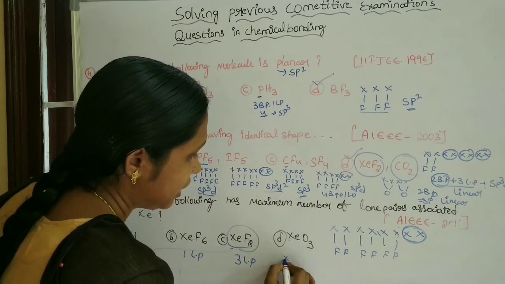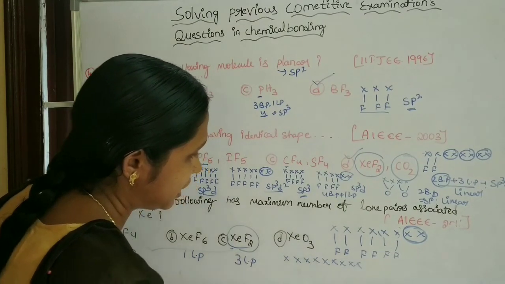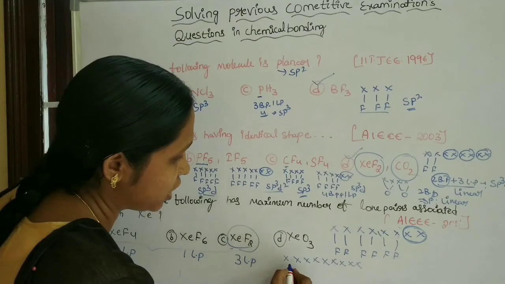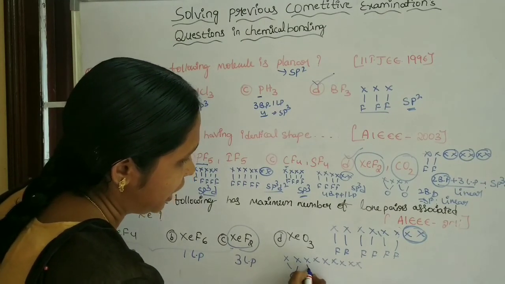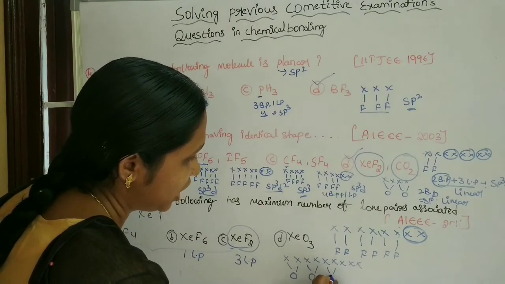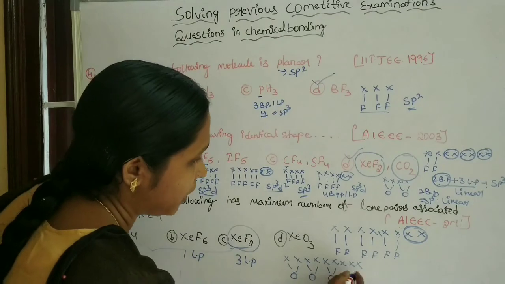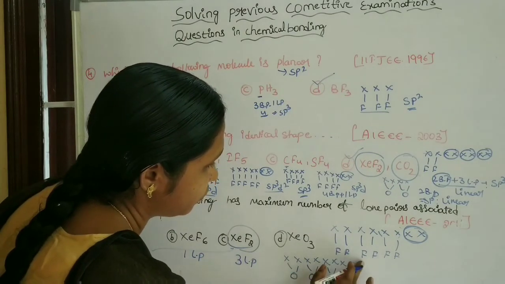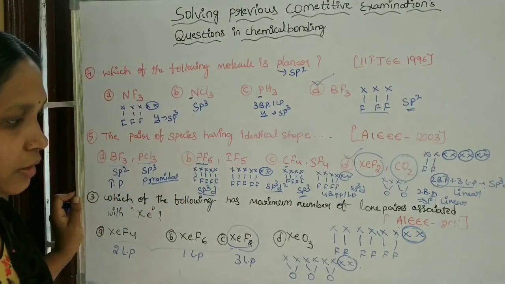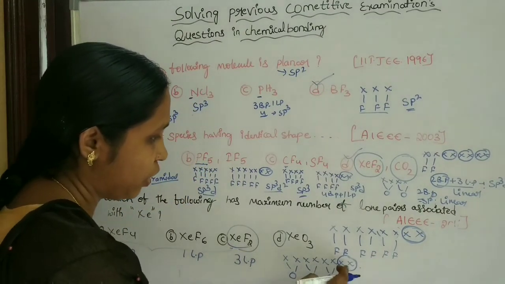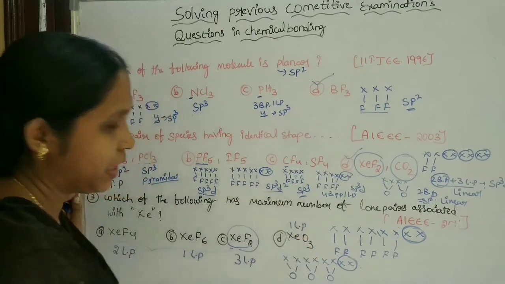And next, XeO3. Here also xenon has 8 electrons. Only 3 electrons are involved in hybridization. But see, oxygen has valency 2, so each oxygen combines with 2 electrons and forms 3 sigma bonds and 1 lone pair. That means 3 bonded pairs and 1 lone pair. So xenon here shows 1 lone pair.